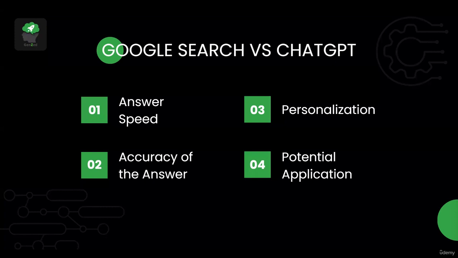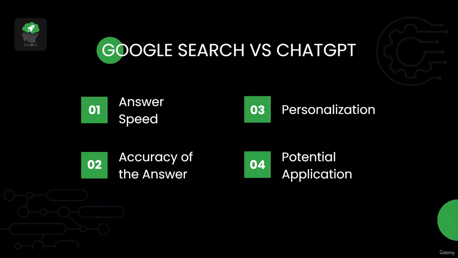So which one should you use? The answer depends on your individual needs and preferences. If you're looking for fast search results and the reassurance of Google's trusted algorithm, then Google might be the right answer. However, if you're looking for a more advanced and personalized search experience, then ChatGPT is the clear choice here.